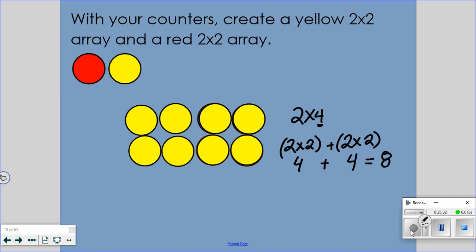Skip count by your 2's 8 times. Get your fingers moving. That's what that means. Do it with me. I'm going to do it 8 times. Ready? 2, 4, 6, 8, 10, 12, 14, 16. 8 groups of 2.